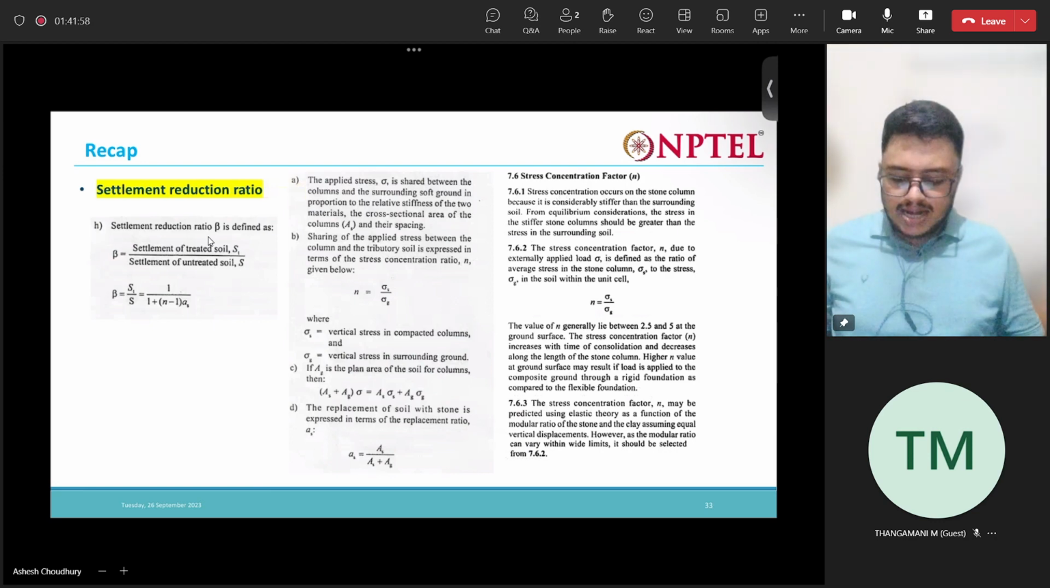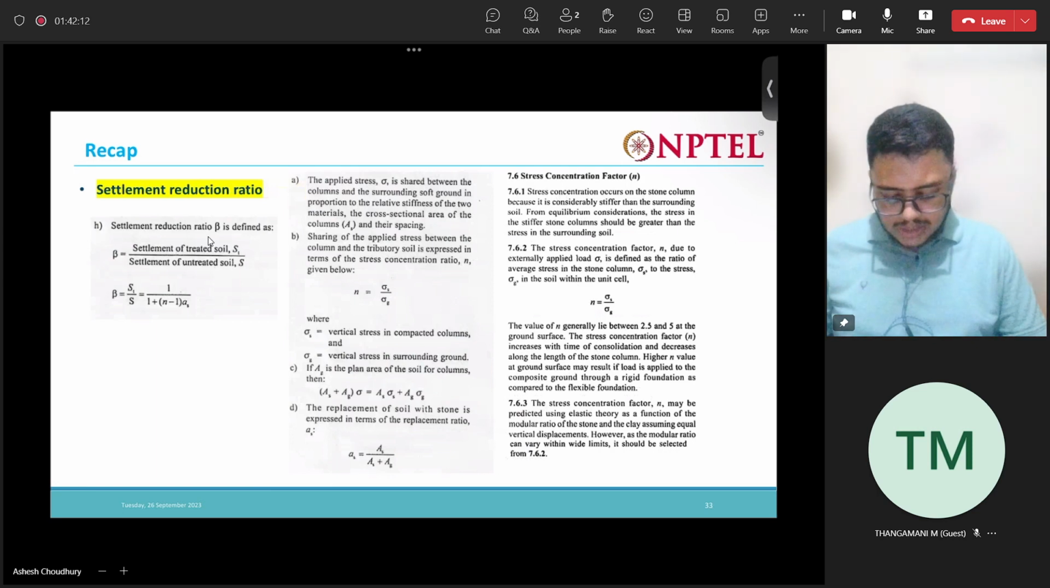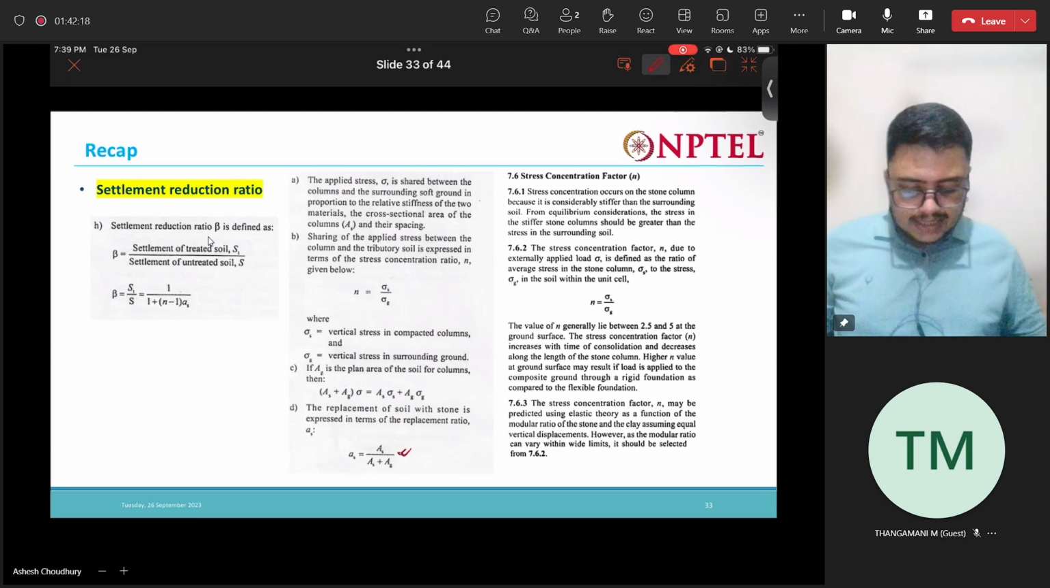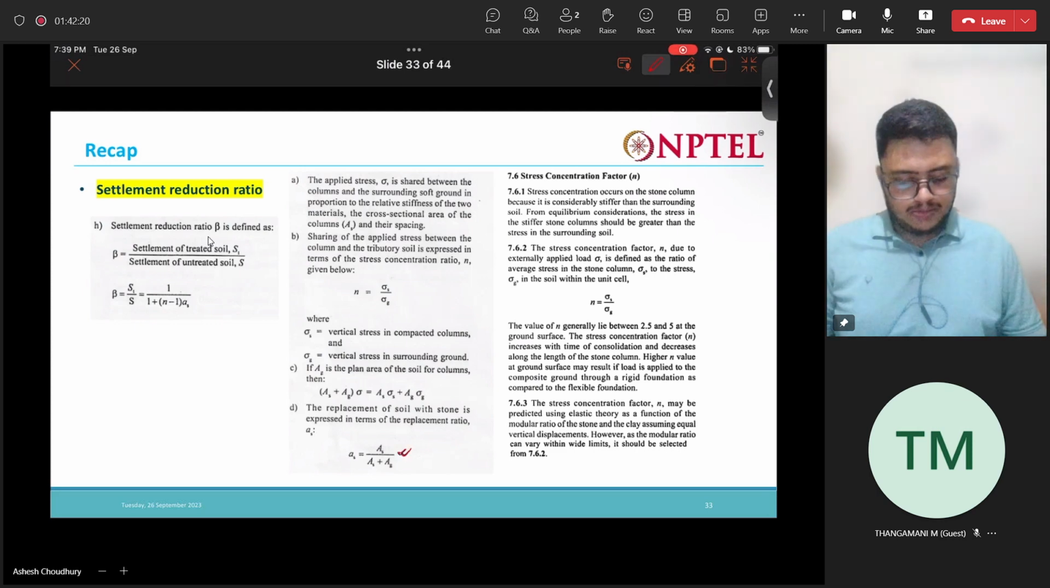And this beta is related to two factors: one is N and another one is As. As is nothing but the area replacement ratio. Okay, this As is nothing but the replacement ratio, and if you remember, we had discussed the replacement ratio, right? So this As is nothing but this replacement ratio, and N is the stress concentration factor.